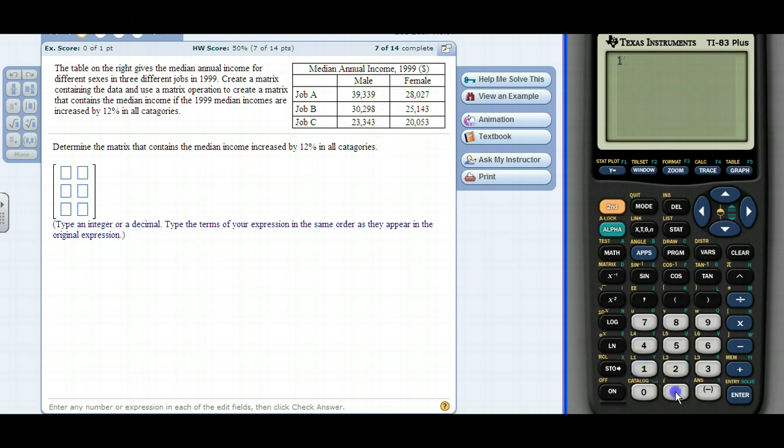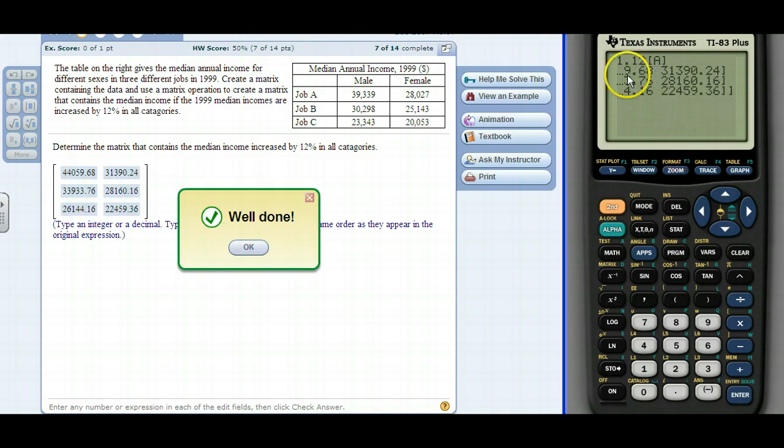So take 1.12. Alright, we stored that one. I stored it as matrix A. There's two 3x2s, but I know I stored that as matrix A. Hit enter, and there's our value. They want an integer or decimal. So there's the decimals that go in, and again that's correct.